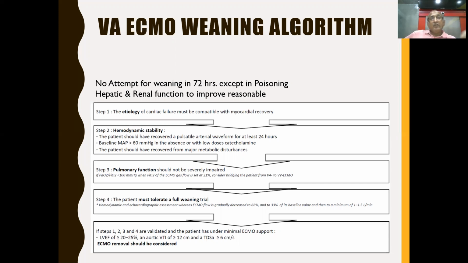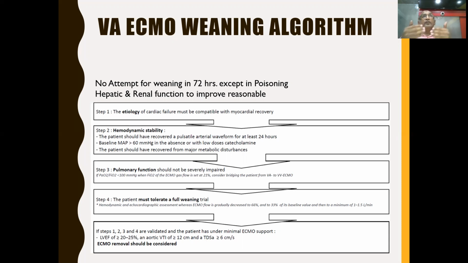So the first step is to find out whether the underlying etiology is compatible with myocardial recovery. If yes, then you have to see the hemodynamic stability. If the hemodynamic stability is there and metabolic factors have been corrected, then you can think of weaning the patient from ECMO. You have to see the pulmonary functions. If the pulmonary functions are improved, fine, you can think of weaning the patient. If pulmonary functions are not improved, but cardiac functions improved, then you might have to switch the patient from VA ECMO to VV ECMO.